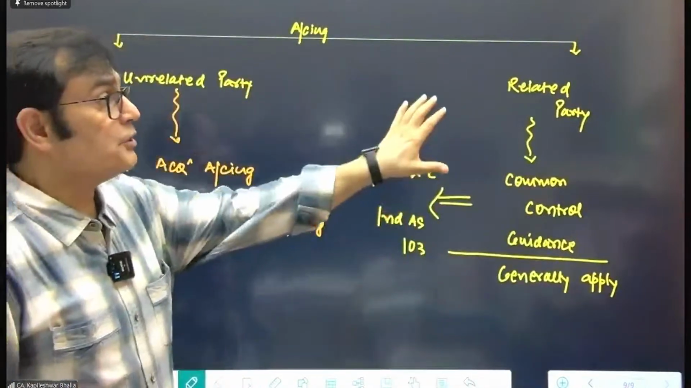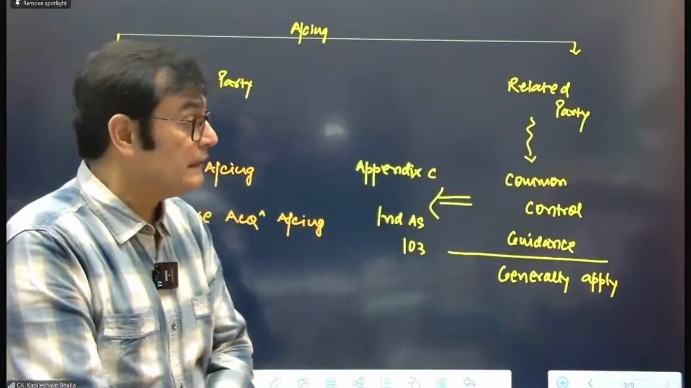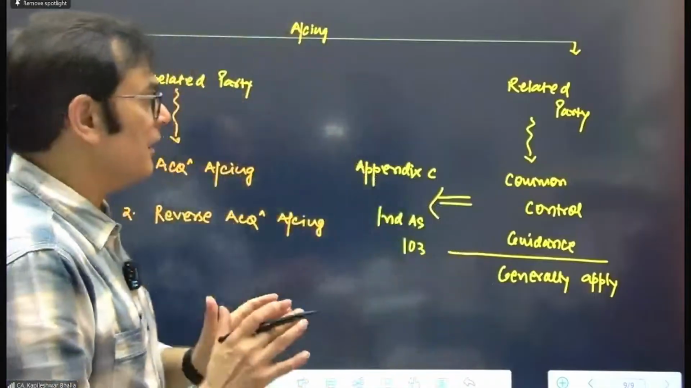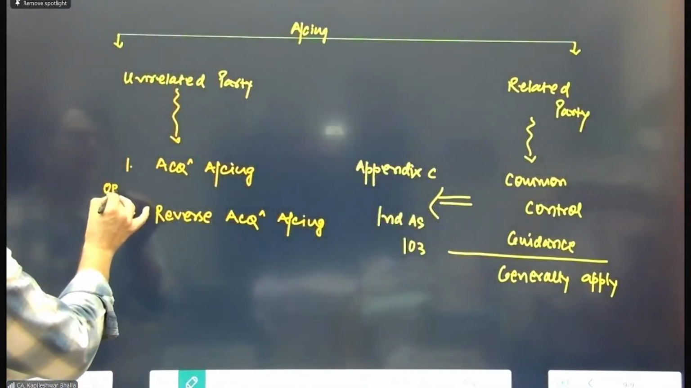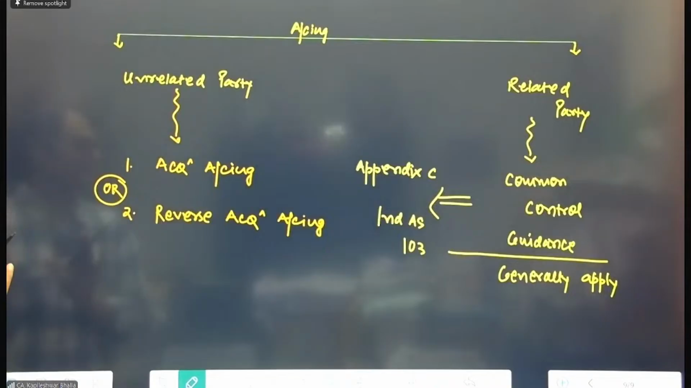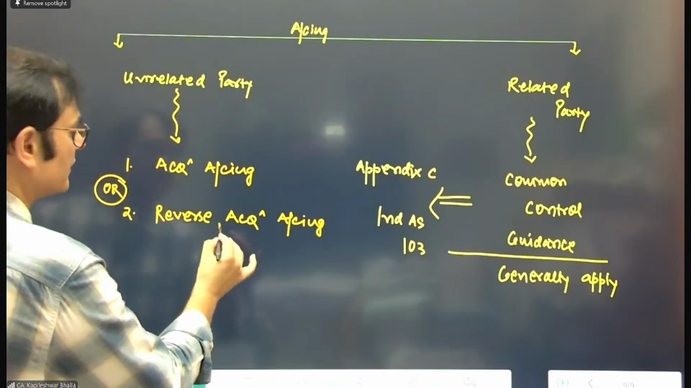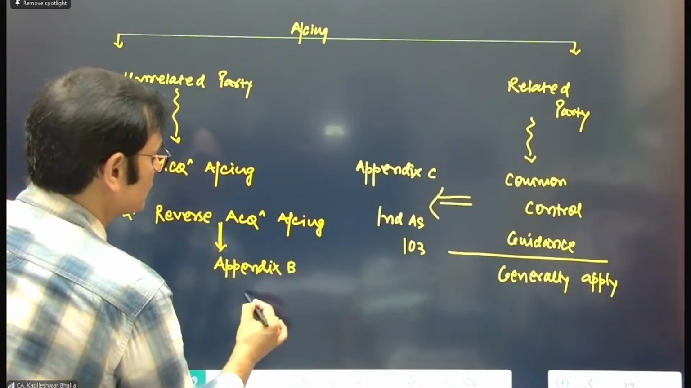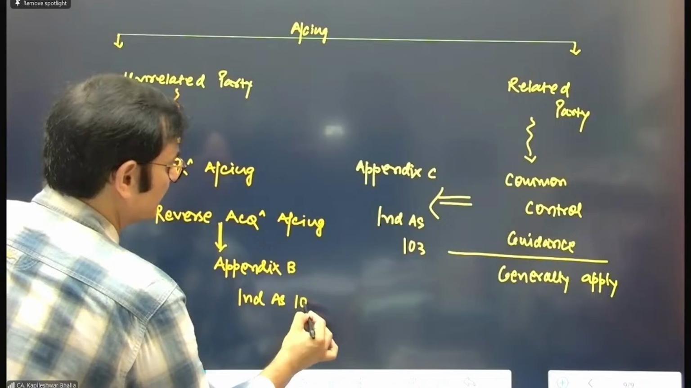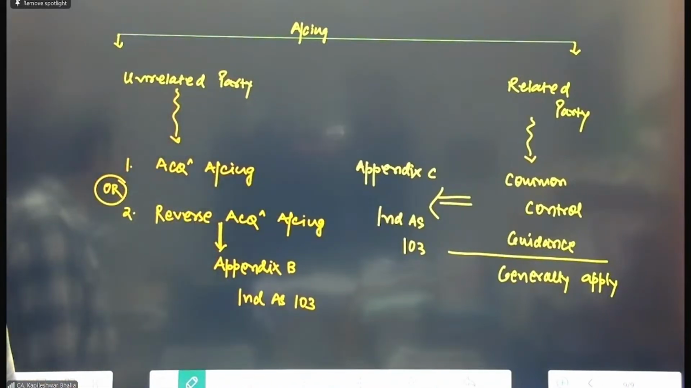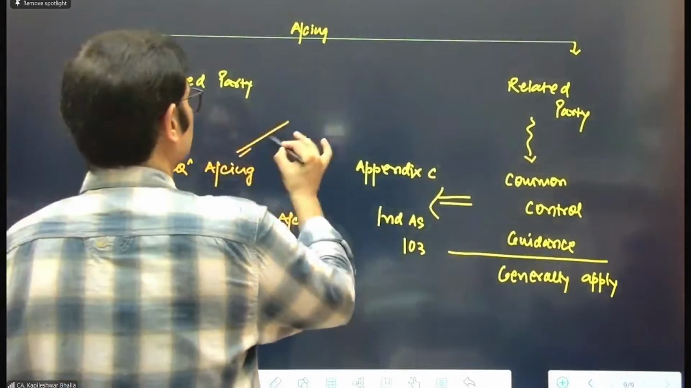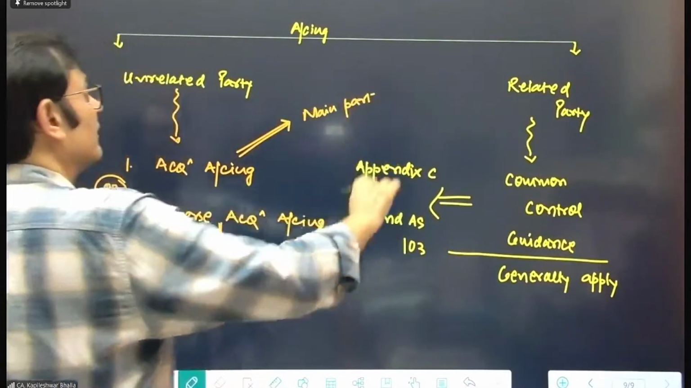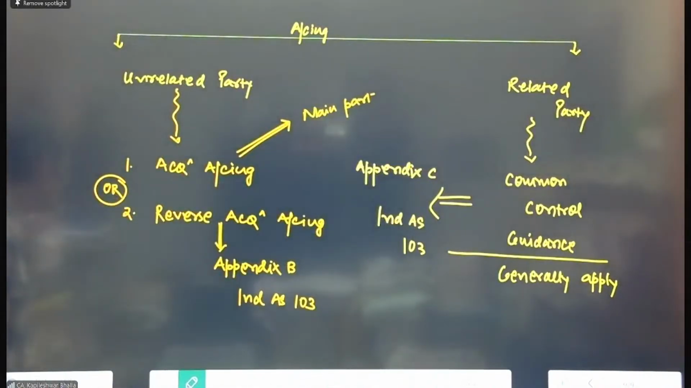So we are filtering that generally if there are transactions between related parties, then the common control transaction guidance, Appendix C, would apply. But if it is an unrelated party transaction, one of the two would apply. Which one would apply is what we're going to see later. But the reverse acquisition accounting guidance is given in Appendix B to Ind AS 103. And as far as acquisition accounting is concerned, this is given in the main part of the standard.